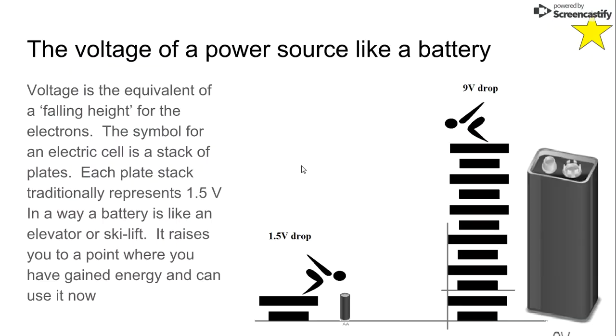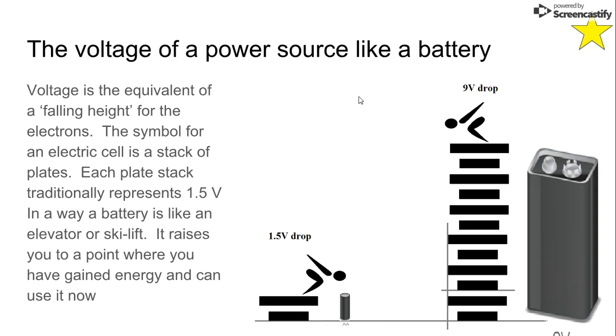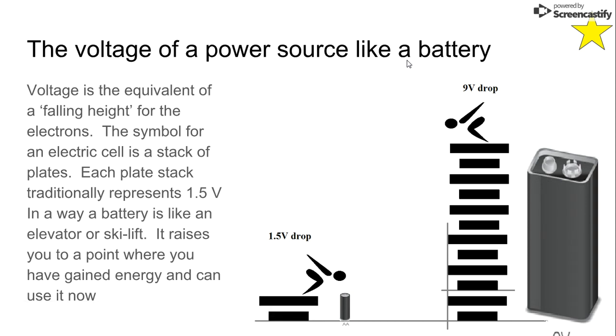Okay? Now let's look at the voltage of a power source like a battery. Think of each set of plates in a battery. So a cell is a stack of 2 plates, where a battery is a stack of cells. So in a traditional 1.5 volt battery, there are two metal plates, and that lifts our diver up. So that's why I got the little 1.5 volt battery next to it.